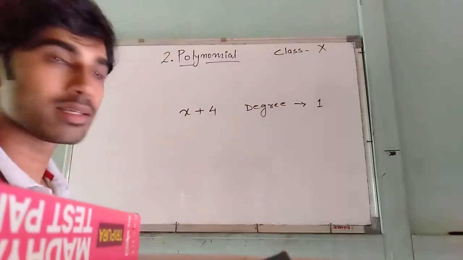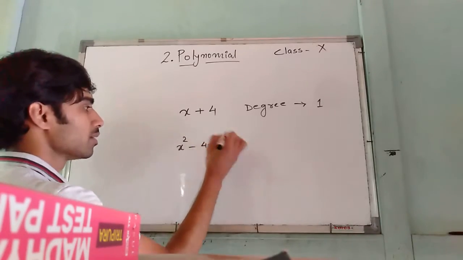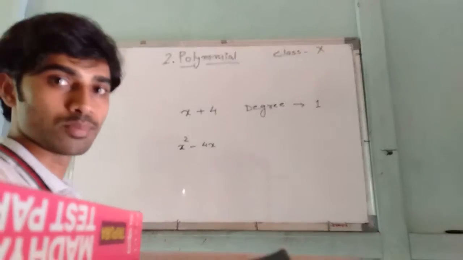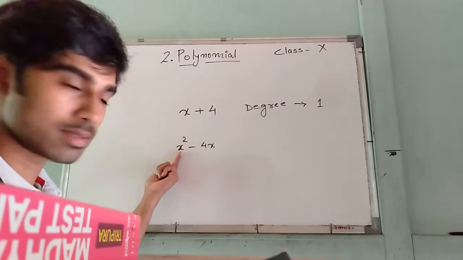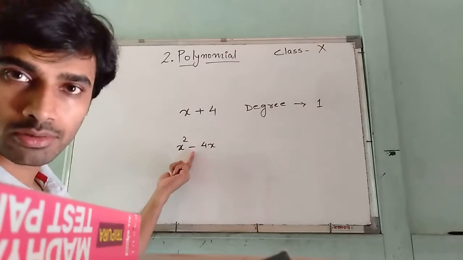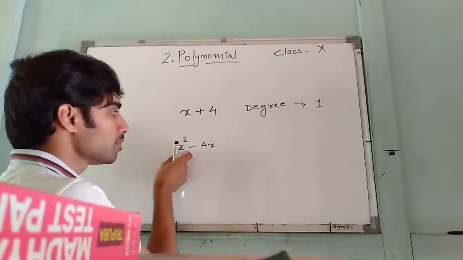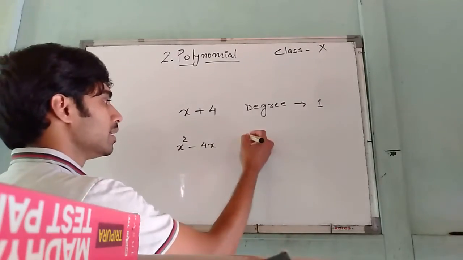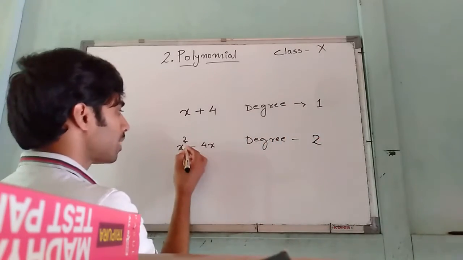Now let's take another example. Suppose I write x square minus 4x. Whether it is a polynomial, the answer will be again yes, it is a polynomial because there is a variable, which is x, and there is some operator also. Here the operator is this negative sign, and there are two terms, first term and then second term, so it is also called a binomial. And here the degree will be how much?